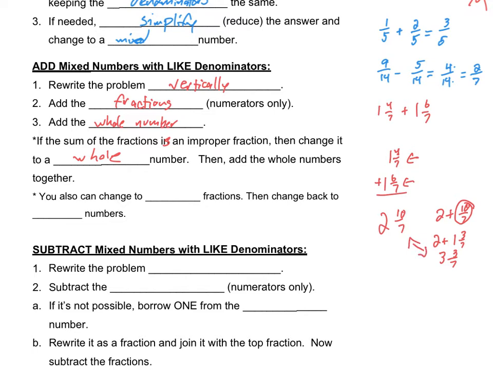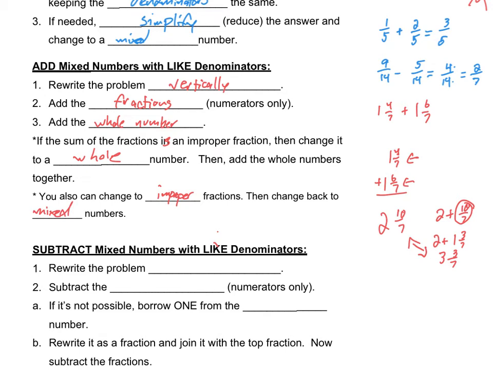Okay? And that's already simplified for us. 3 3/7. Here's what else you could do. You can also change it to an improper fraction, then change it back to mixed numbers. You can always do that. Takes longer, but you could do that.